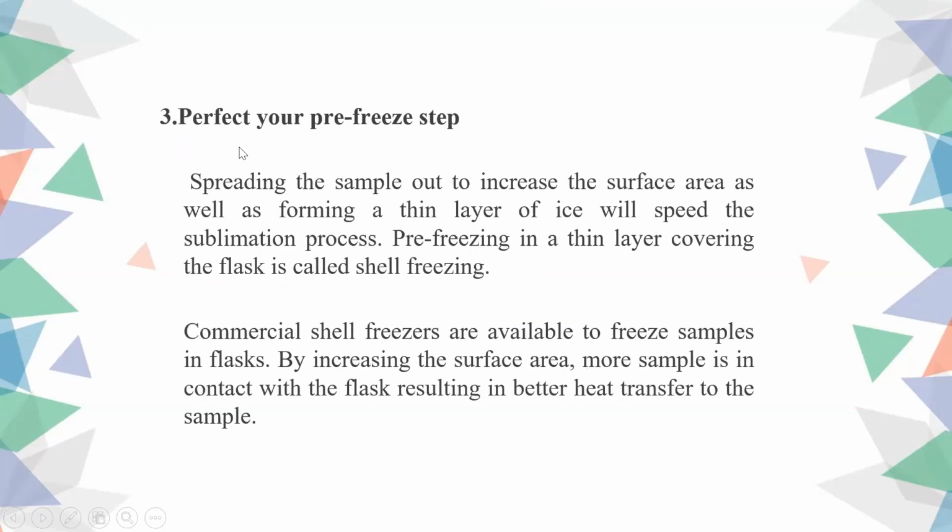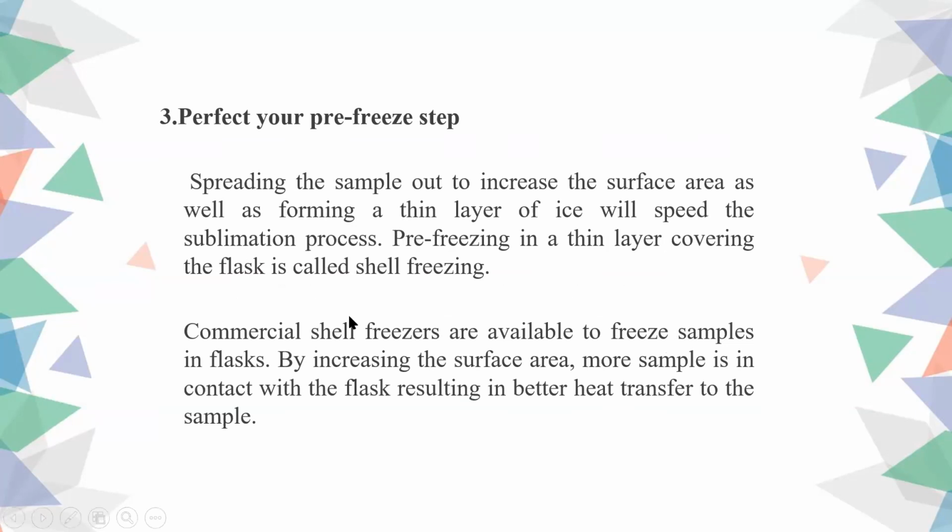Third point, this section deals with how to increase the surface area of your sample. Spreading the sample out to increase the surface area, as well as forming a thin layer of ice, will speed the sublimation process. So how can I increase the surface area of my sample? There are commercial shell freezers. These are available to freeze samples in a flask.